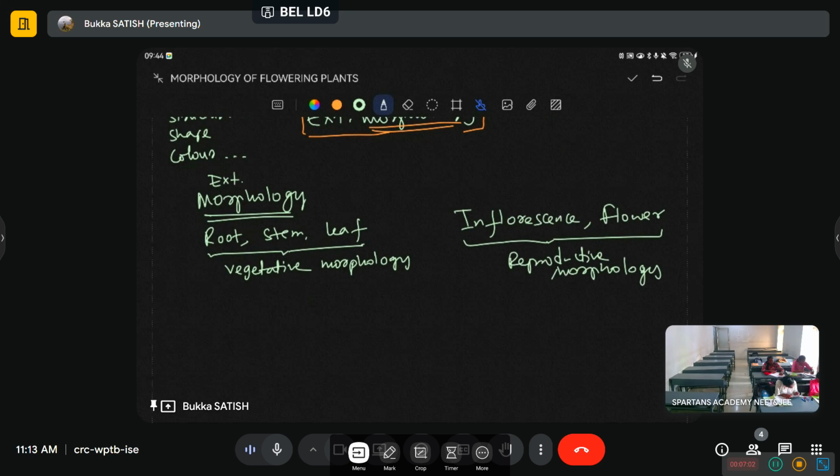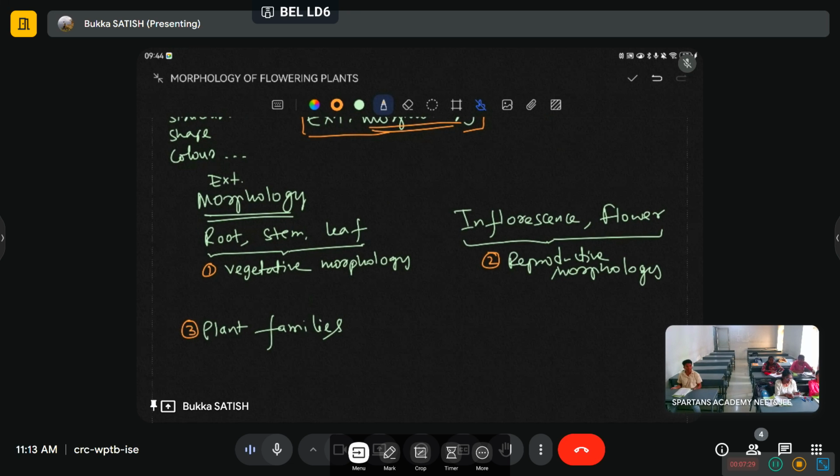Right? And once we finish discussing vegetative morphology and reproductive morphology, we have discussion on some plant families. So totally, this chapter has three parts: vegetative morphology, reproductive morphology, and plant families.